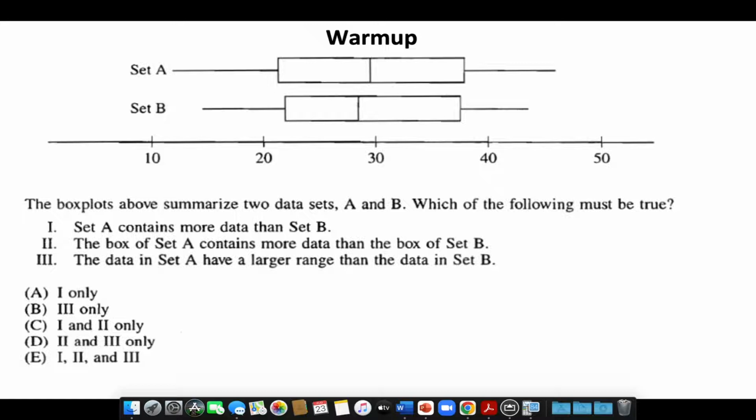3, the data in set A have a larger range than the data in set B. So what is range again? Biggest to smallest, maximum versus minimum. Yep, this one I agree. A has a bigger range. A's range goes from like 12 to 46 or something like that. B's range goes from about 15 to 44-ish. So yeah, I would agree. Letter B. Good job.